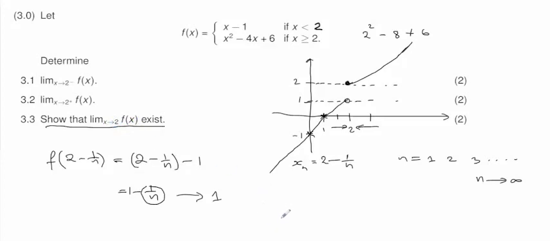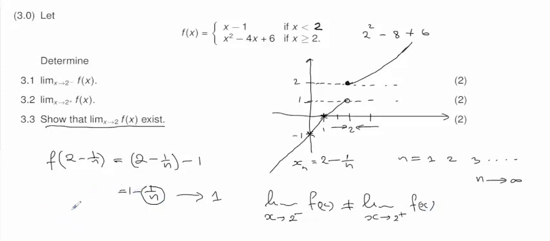So that's another way we could have shown that this limit does not exist, not that it exists. It doesn't exist, because the limit as x tends to 2 from the left of f of x is clearly different from the limit as x tends to 2 from the right of f of x. Therefore, the limit does not exist.